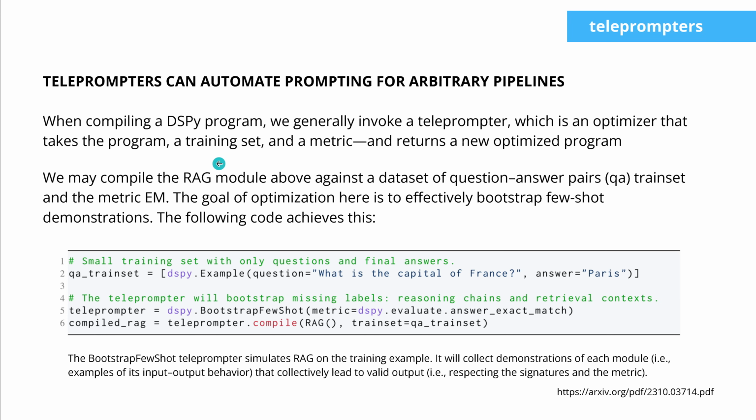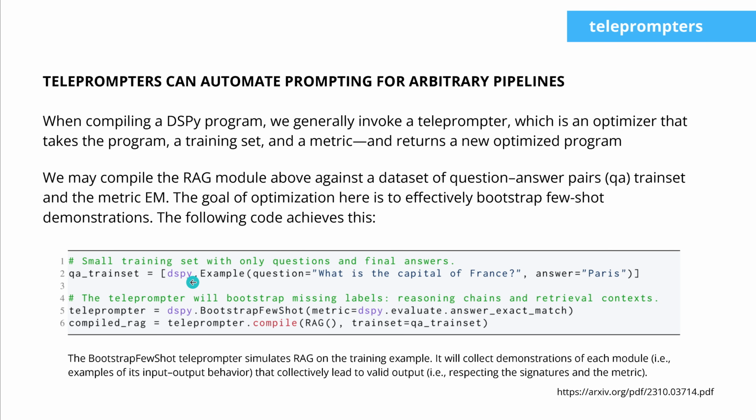We may compile here the RAG module from above against a dataset of question-answer pairs. This is our training dataset, and we give here a specific metric. The metric is easy, the exact match with a test training dataset. The goal of the optimization is to effectively bootstrap here some few-shot demonstrations. Have a look at video number 1 if you want to know what this is. I showed you there in detail. And the code for all of this here is this.